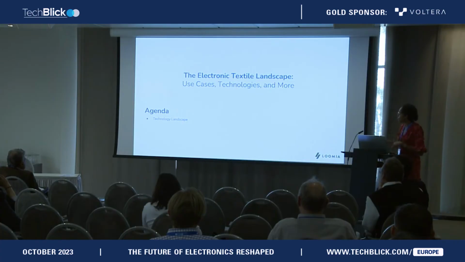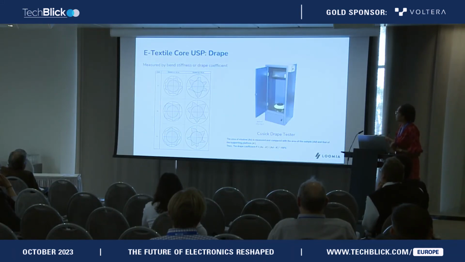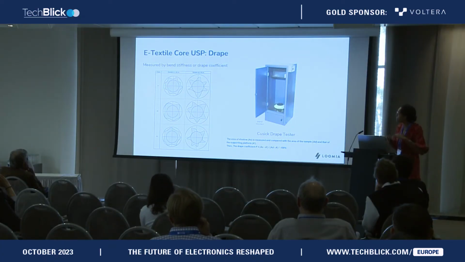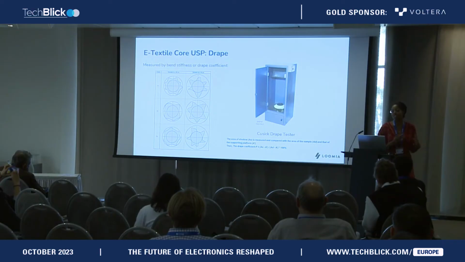So looking more into the technology landscape, now that we sort of have some context for this space and who might want to use it, what the general challenges are, diving more into this idea of drape and stretch, there are ways to characterize them, and then you can take that into the technology landscape and decide which technology makes the most sense for your product.